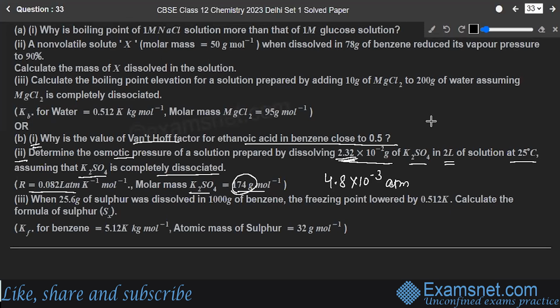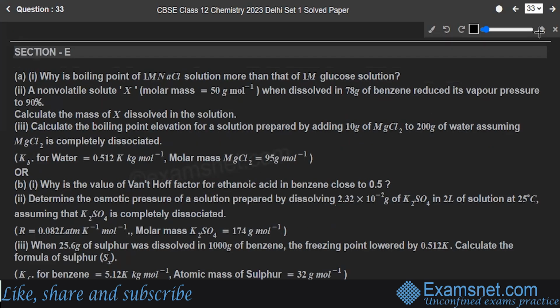So this is the right answer to the question, 4.8 into 10 power minus 3 atmospheres. Now the third part: when 25.6 gram of sulfur was dissolved in 1000 gram of benzene, the freezing point lowered by 0.512 Kelvin. Calculate the formula for the sulfur. Kf for benzene is this much, atomic mass of sulfur is equal to this much.